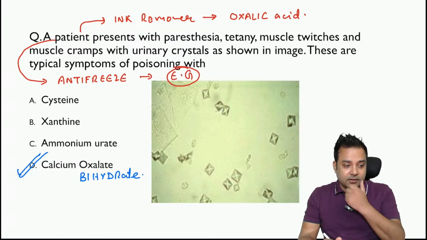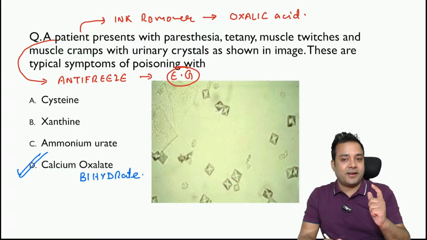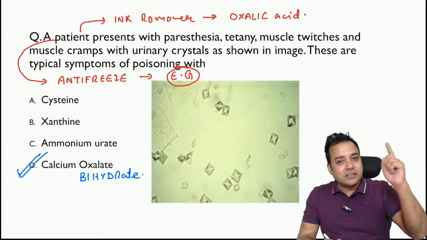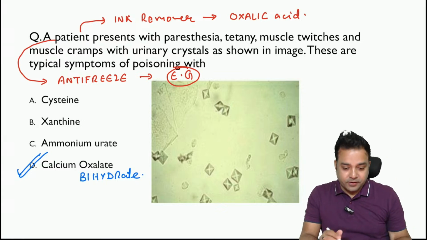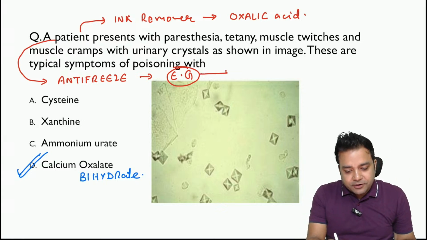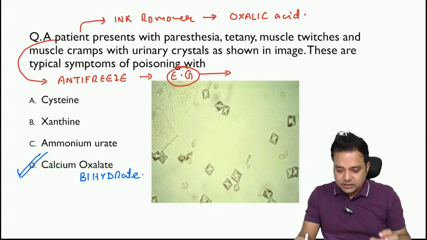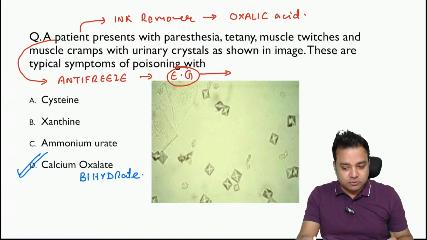So always keep this in mind: ink remover is not ethylene glycol, there the answer will go to oxalic acid. So both of them can give rise to calcium oxalate crystal formation. I hope this crux is known to all. If it is not known to all, we can revise this.